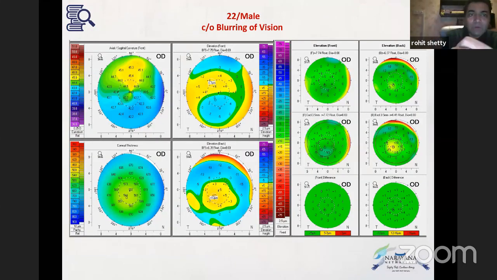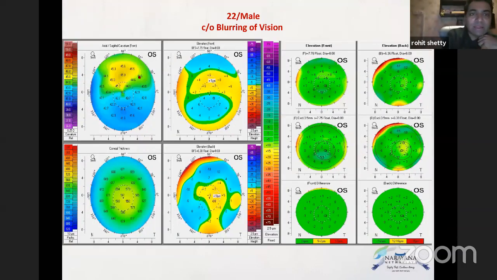Now, if you look at the Pentacam here, these are your suspicious areas. There is an elevation, a posterior elevation. There's nothing much seen on your BAD-D, but definitely there's something happening. This is his left eye, exactly the same thing, and you see those elevation maps out here.